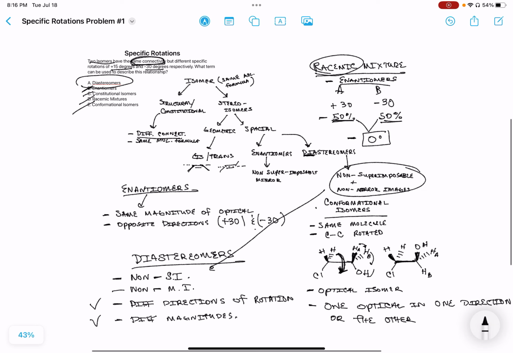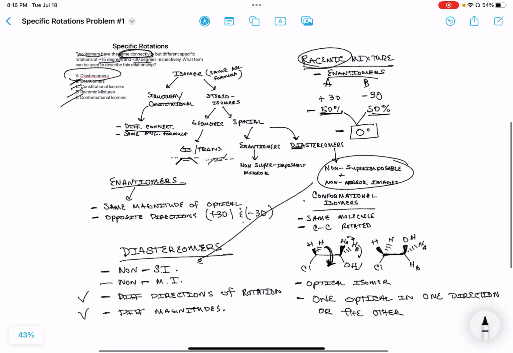To quickly recap, if we're given the same connectivity, that rules out constitutional isomers, so C is out. If they have differing magnitudes and directions, it means diastereomers. Conformational isomers are ruled out because there's only one optical activity in one direction, say positive 30 and that's it, with no second specific rotation. And for racemic mixtures, the overall mixture would be 0. Each enantiomer would be positive and negative 30 in opposite directions, and there would need to be a 50-50 ratio.